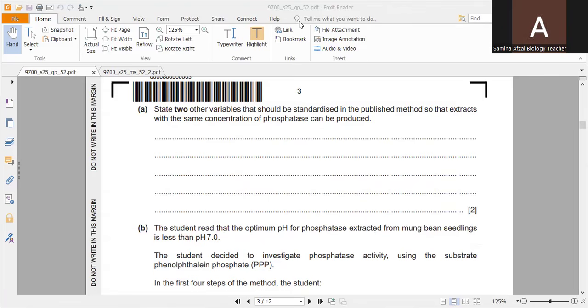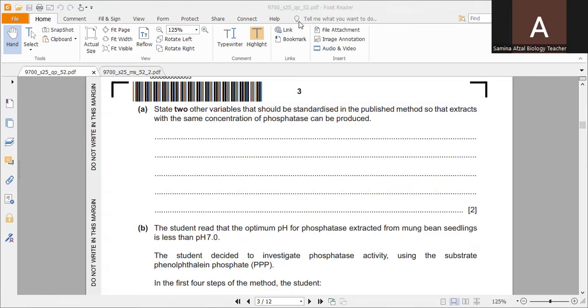So the grinding time should also be the same, to ensure a consistent degree of cell lysis, or you can say the breakdown, or the size of those particles which are produced as a result of this lysis. So I would like to write only two of them.